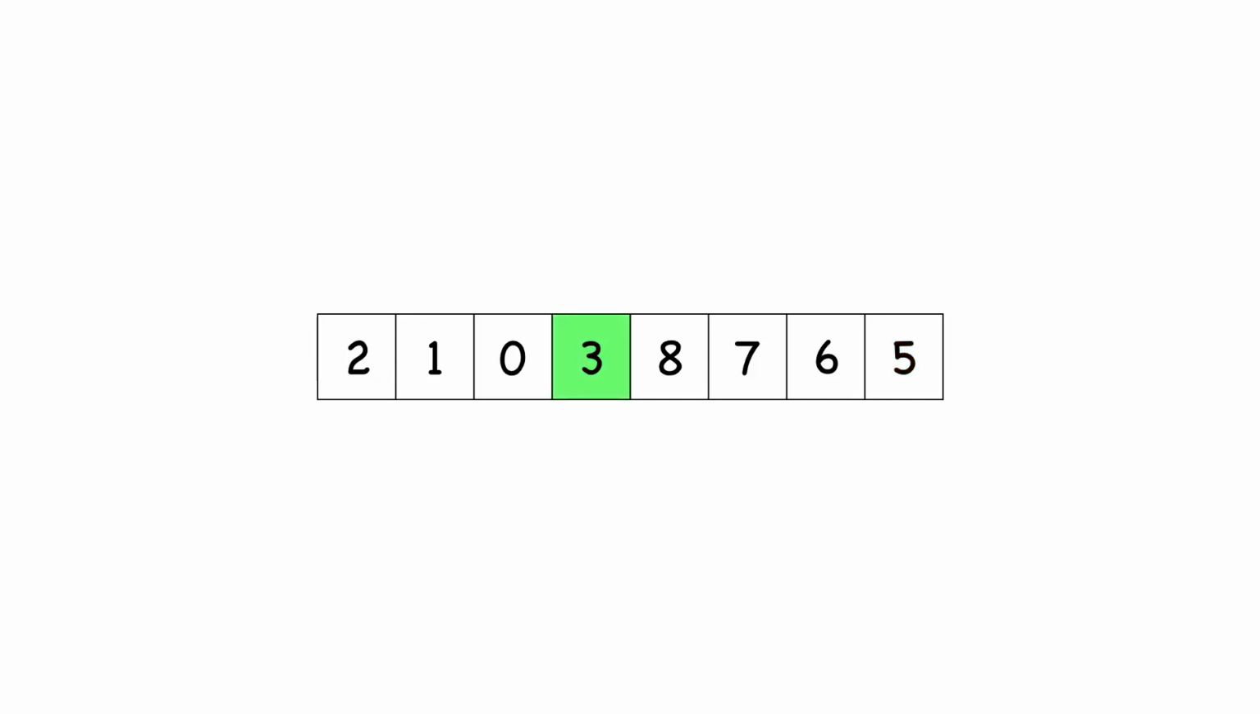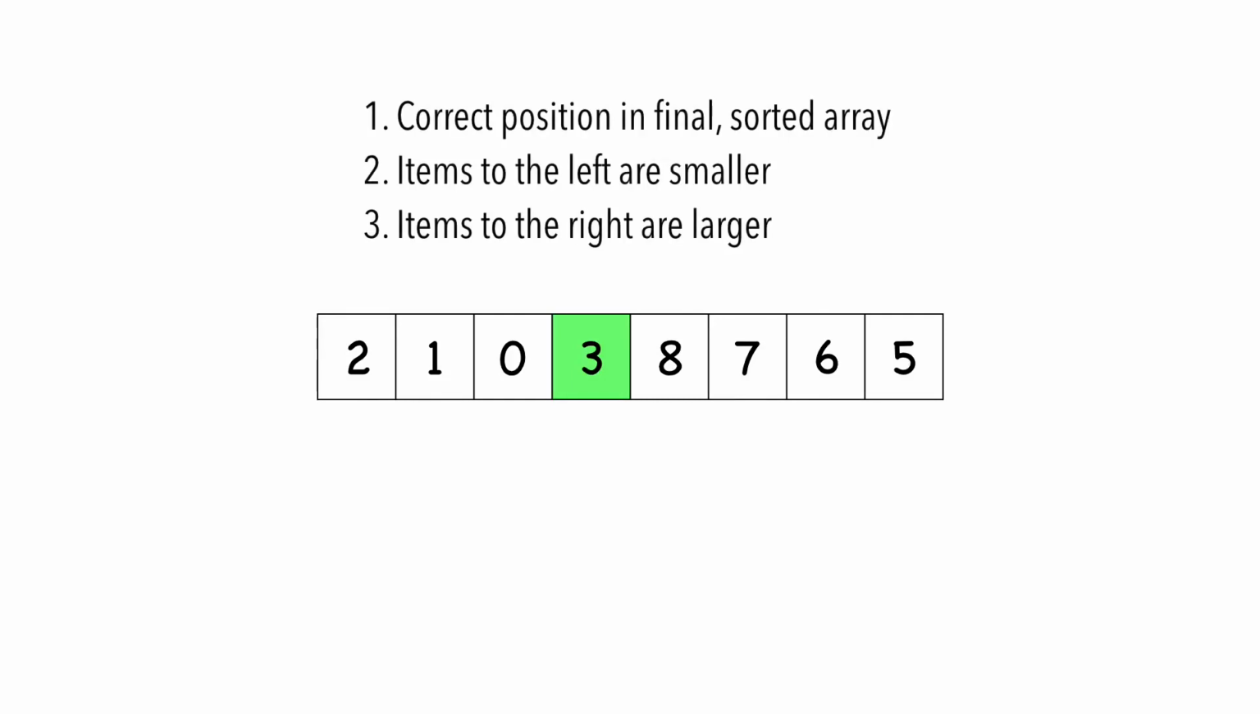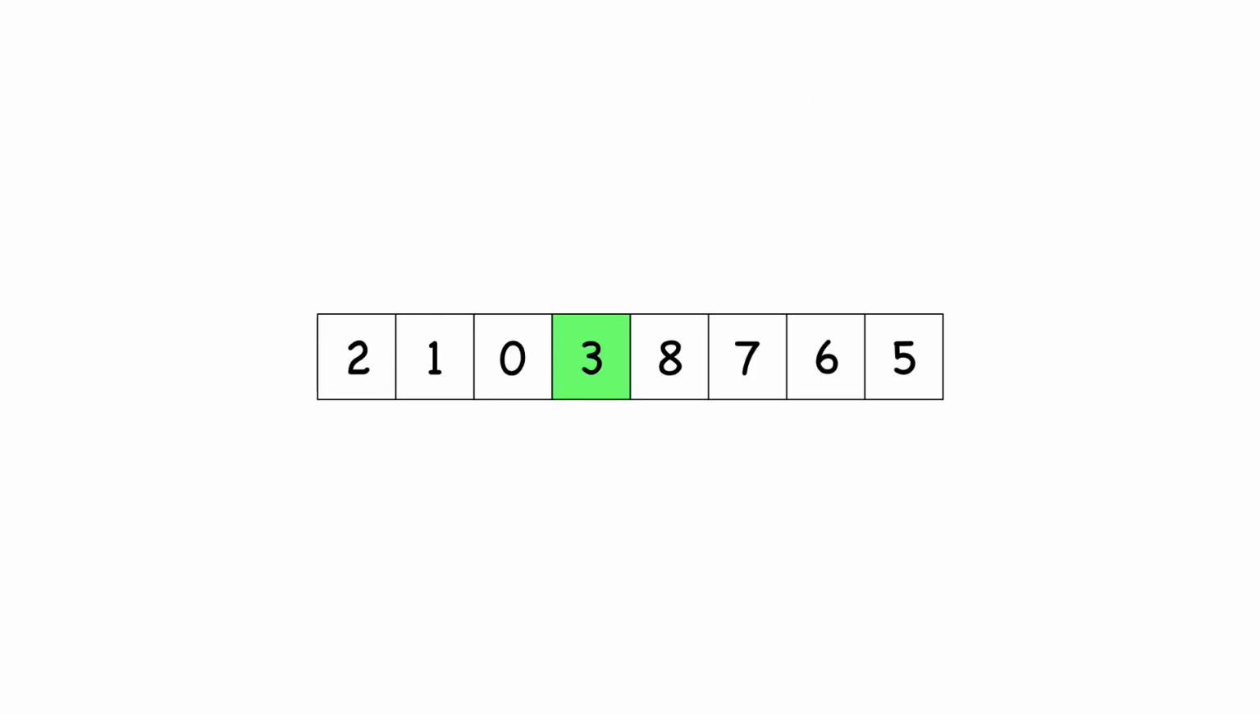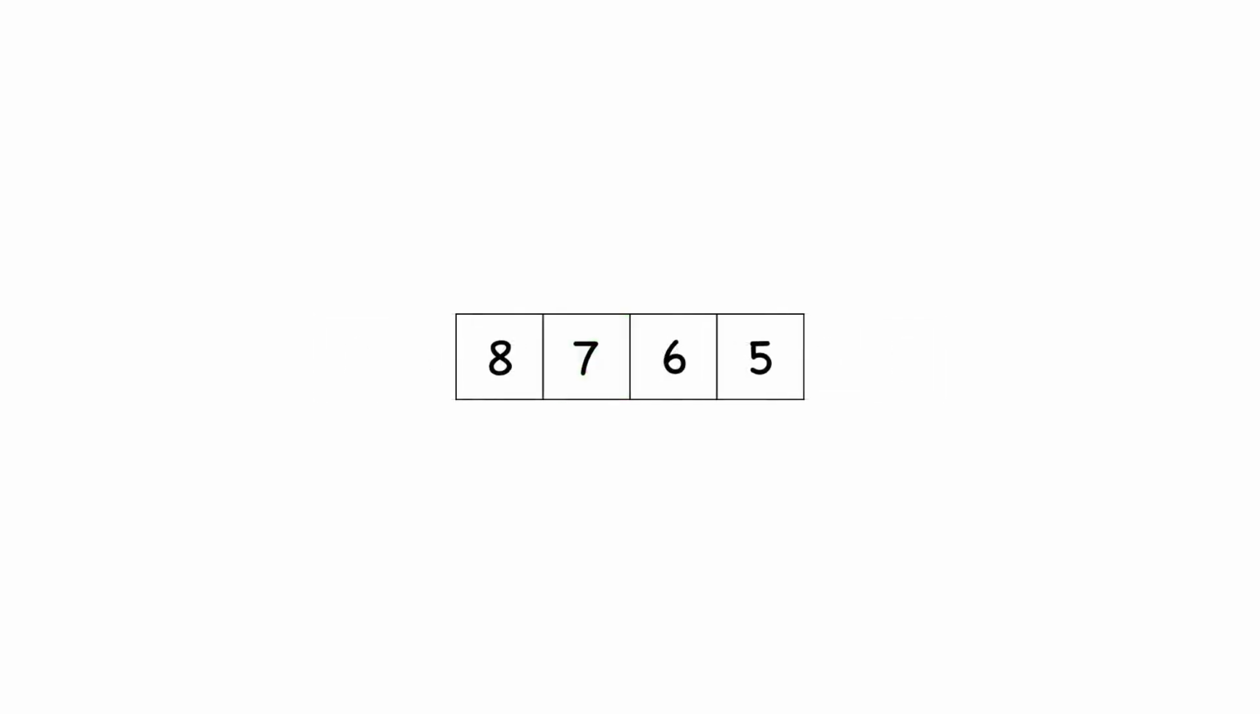To prove it, let's review our 3 conditions. As you can see, all items to the left are smaller, and all items to the right are larger. We said quicksort is recursive. Let's go through the process one more time with the larger partition we just made. We'll choose 7 as our pivot and move it to the end.